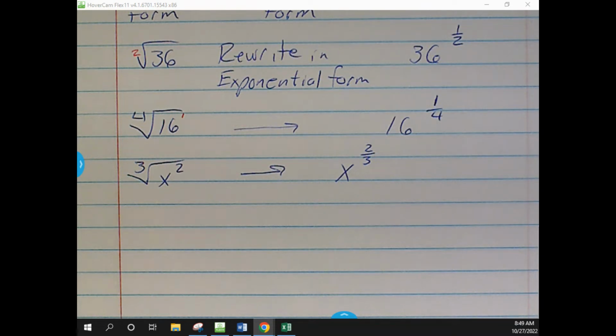Okay, so there's one where they give it to you in radical form and ask you to rewrite it in exponential form. And they're saying it's rational because in most cases it's going to wind up being a fraction, which is what makes it rational. But that's the exponential form that we're looking at.